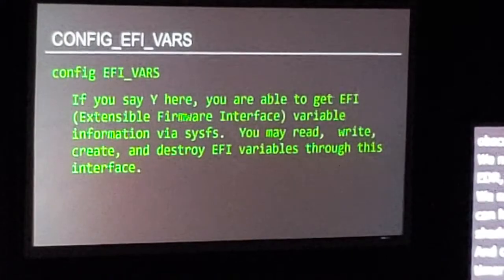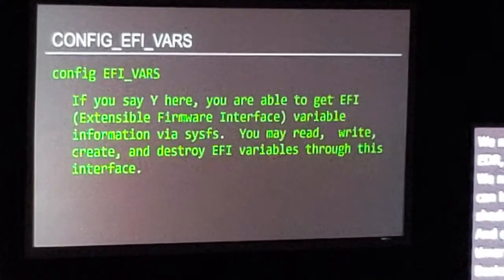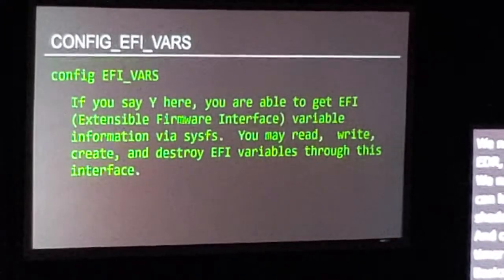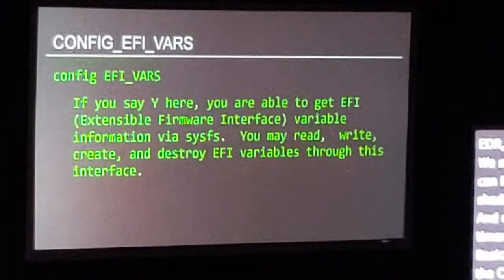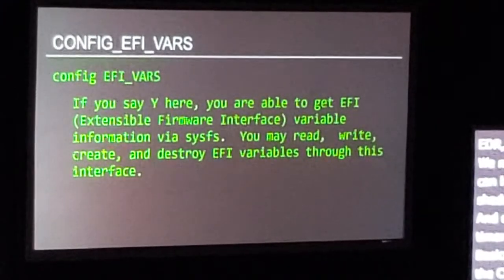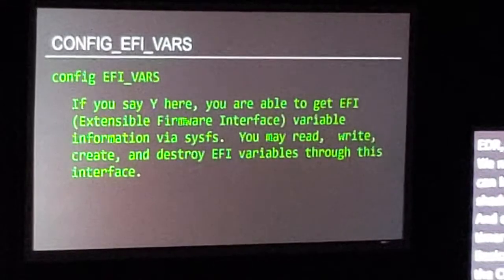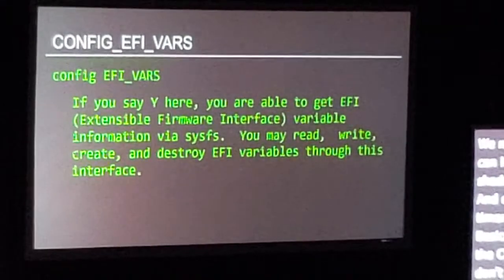And then lastly, CONFIG_EFIVAR_FS. This is the kernel config to make the efivarfs file system. You saw what a pain it was to do stuff with EFI in Windows. Linux is nicer, it's just a file system. You just read my files, it's super easy to do from JavaScript.